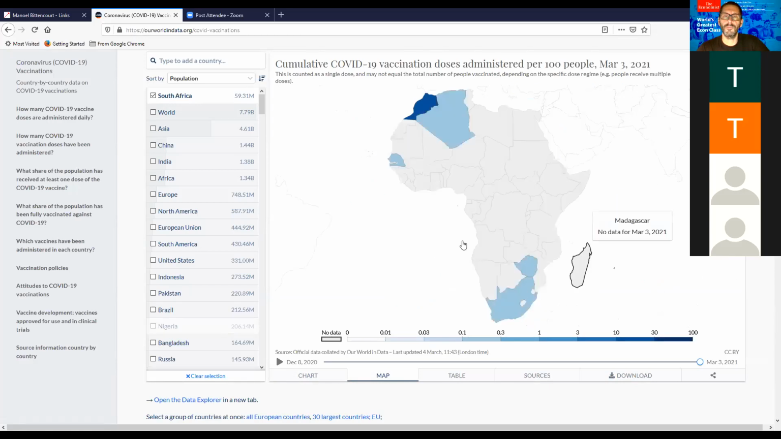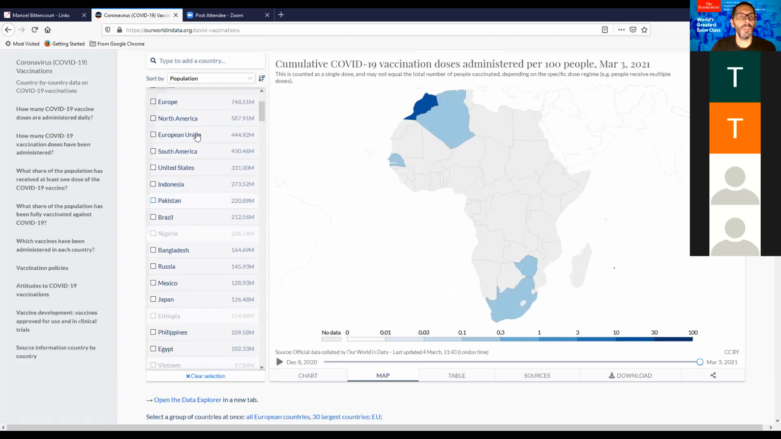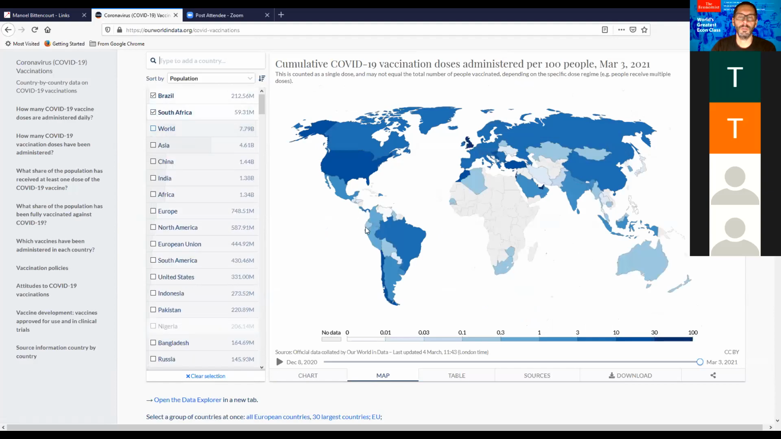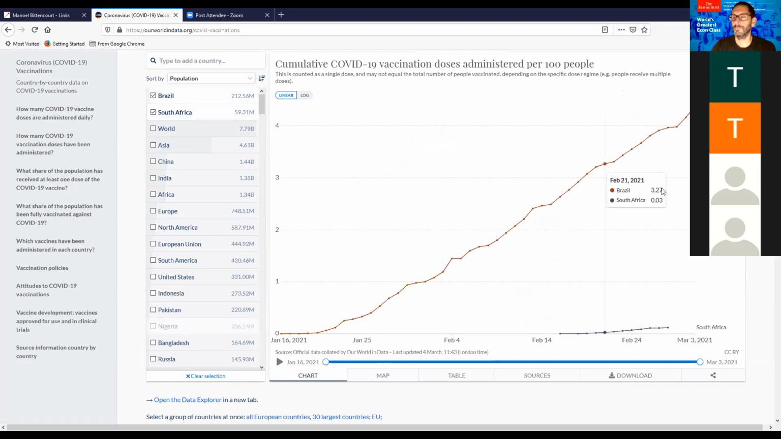And there we go, Africa, and what's this country here? Morocco seems to be ahead of South Africa in terms of vaccination. And here, oops, let me put the world again, and you can choose the countries that you want. Brazil has vaccinated more than South Africa, and it started before South Africa. You can see that although South Africa has started the vaccination process, it is very incipient as we speak, okay?